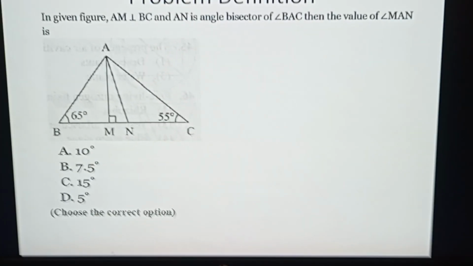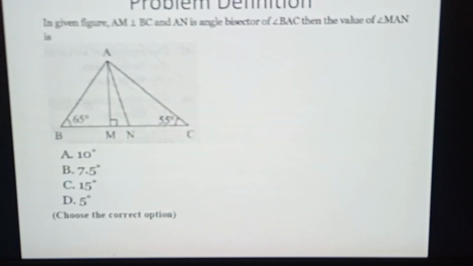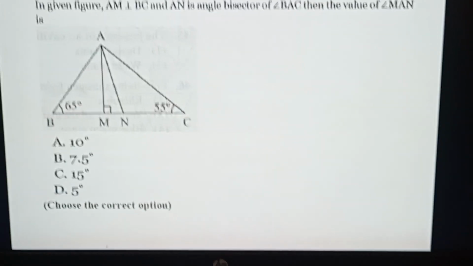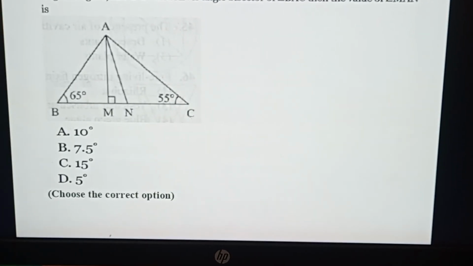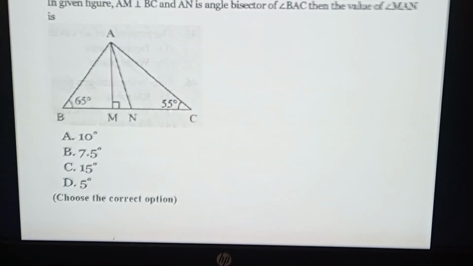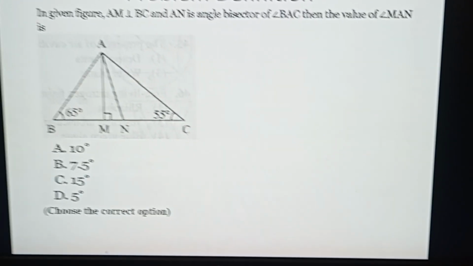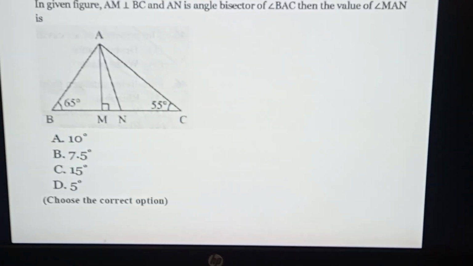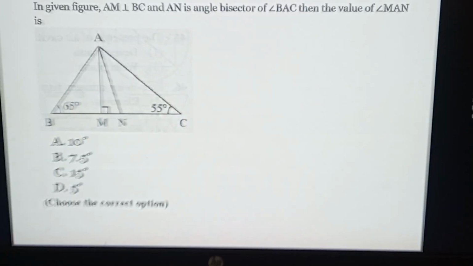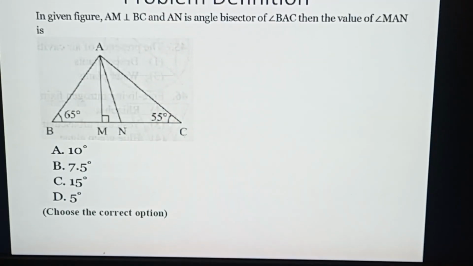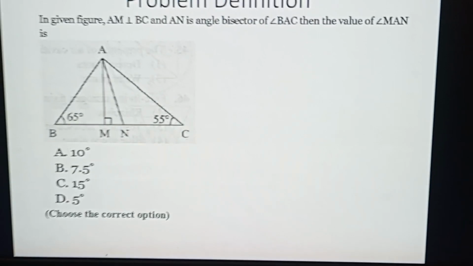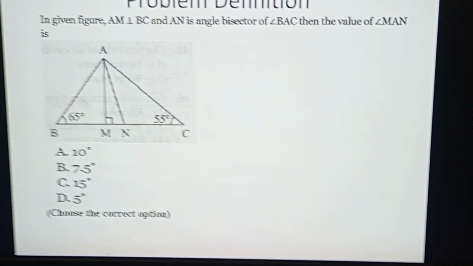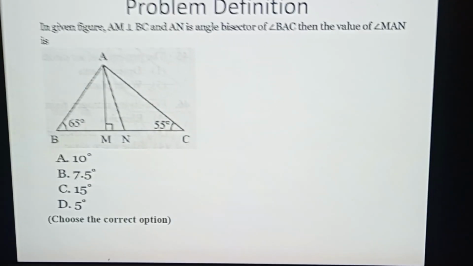In this triangle, we have been given triangle ABC. Angle B is equal to 65 degrees, and angle C, angle ACB, is given as 55 degrees. And the options are A, 10 degrees, B, 7.5 degrees, C, 15 degrees, and D, 5 degrees. This is a multiple choice question. You have to choose the correct option. Pause the video if you would like to give this problem a try. And when you are ready, we'll continue with the solution.